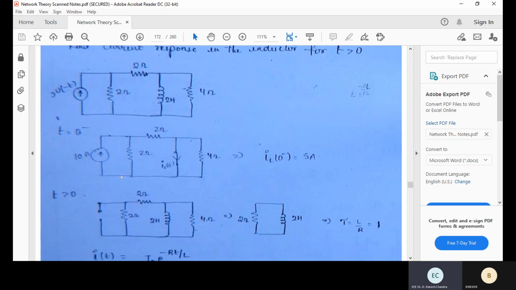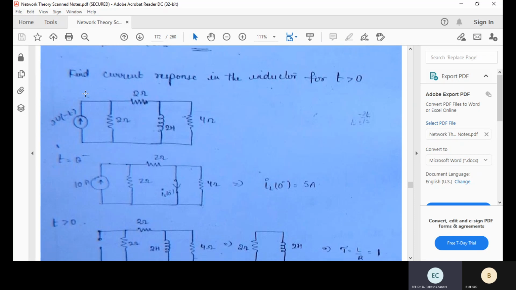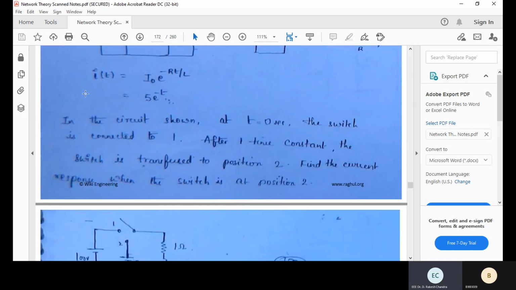But here, what is the source? U of minus t. That means the source is present at negative time, and the switch opens at t equal to 0. What is the response for t greater than 0? This source is present at t less than 0. So these are some problems.